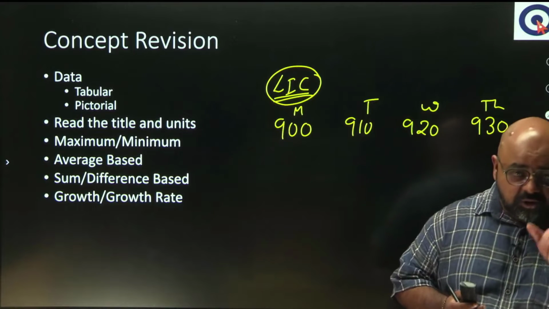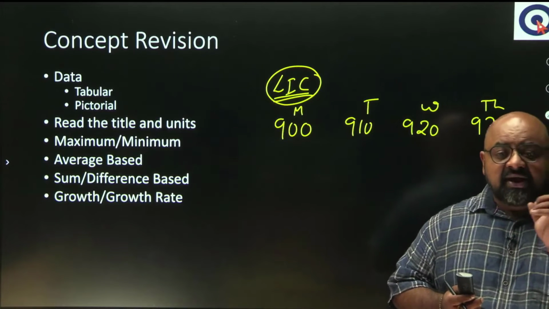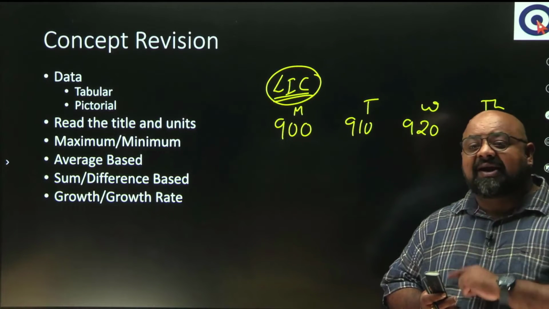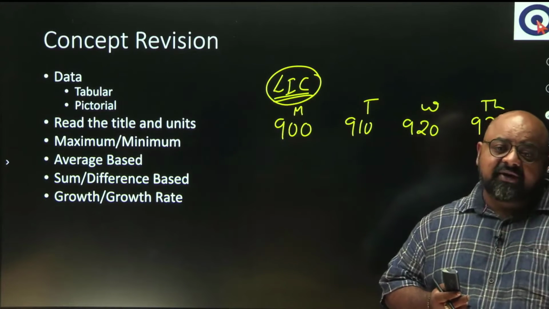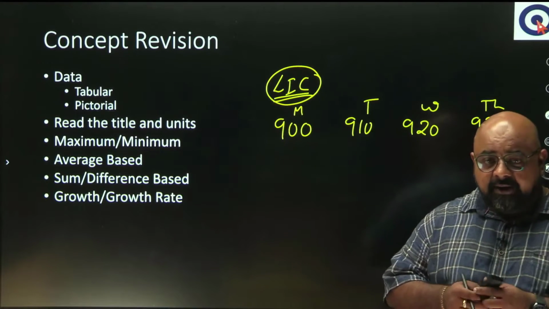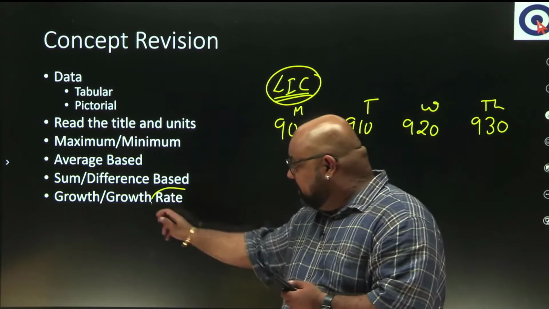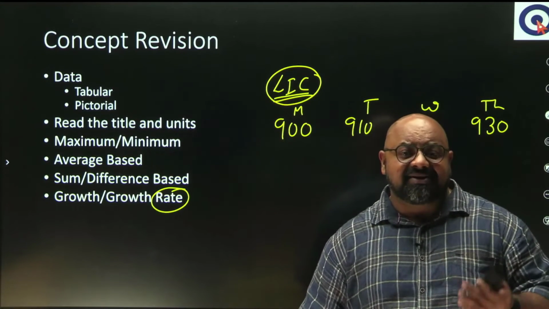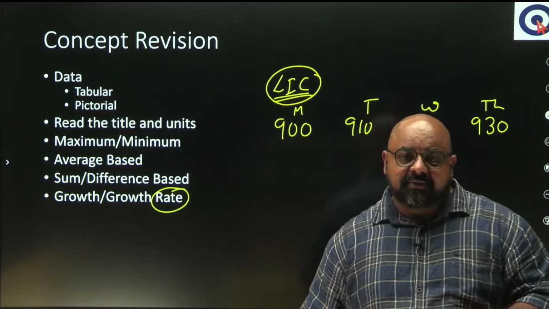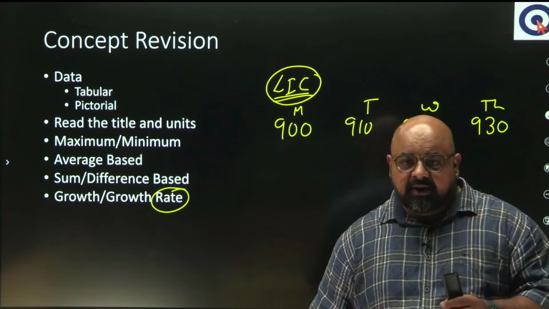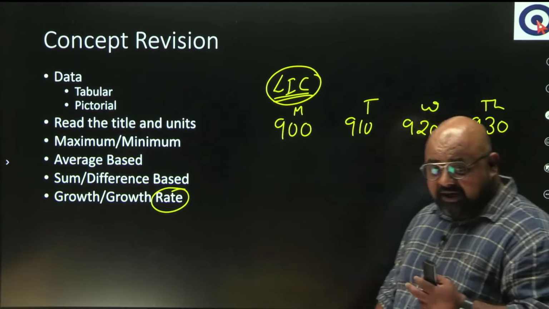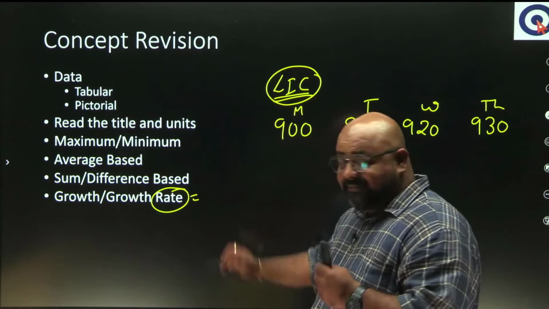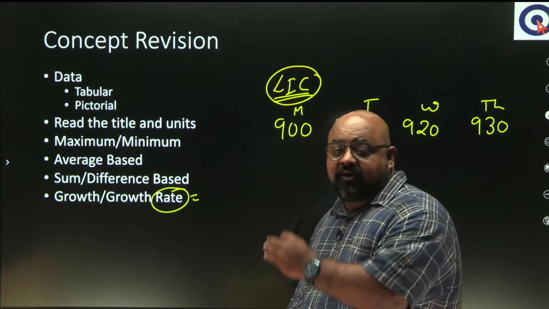When I say growth, I am looking at positive changes. When I say decline, I am looking only at negative changes. Change is a word that you can use for either of the two. Now, what is this growth rate? The rate of anything is typically the percentage, like simple interest, rate of interest. So growth rate is simply the percentage increase from the previous value.